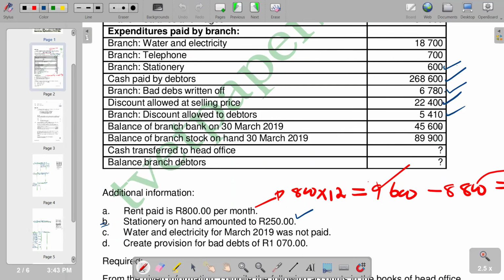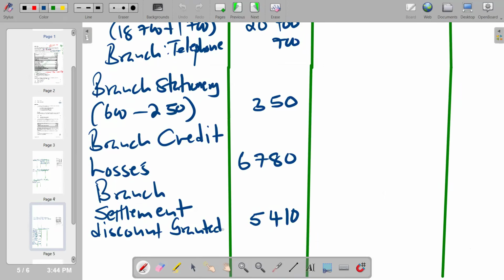which is now balance of branch bank on 30 March 2019. So this is going to be now at the end, the balance at the end. The balance at the end is the balance CD. So this is going to be the balance CD that we have for branch bank account. So remember, normal balance for a bank account would be a BD on the debit side. So it means the CD will go to the credit side as 45,600. So we go there to the branch bank.